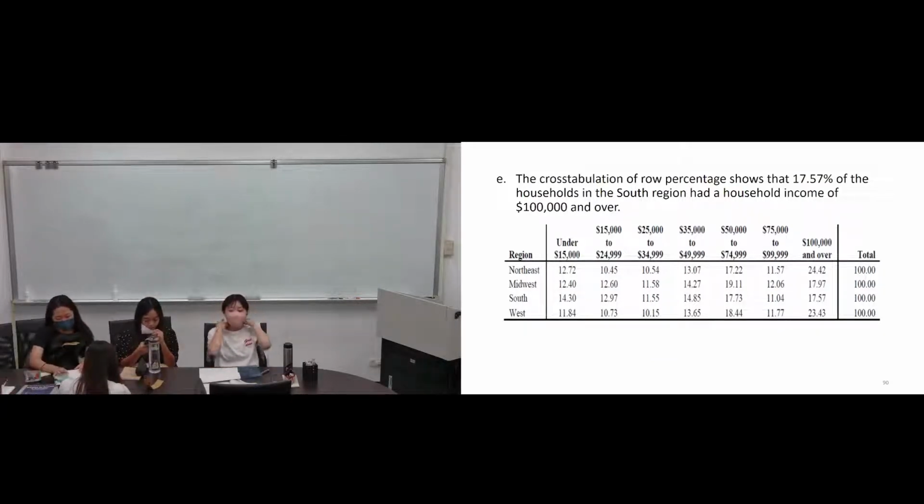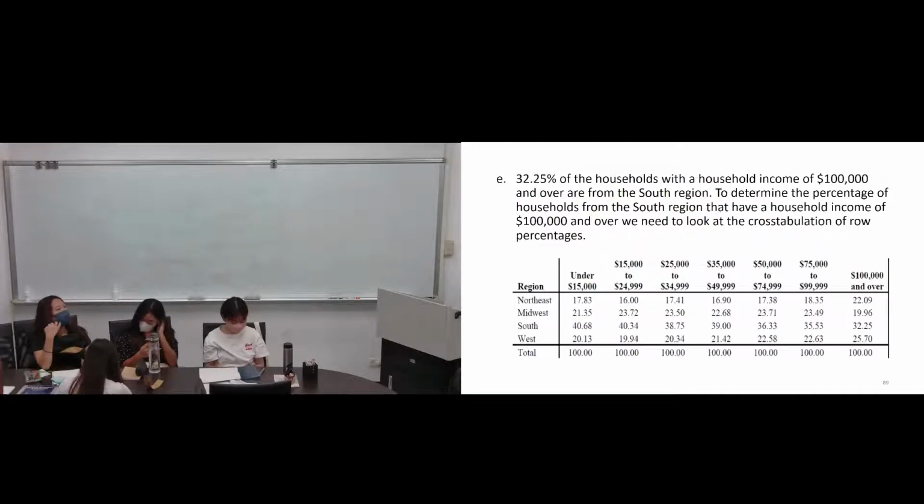From the row percentage, it shows that 17.57% of the households in the South region have a household income of $100,000 and more. And from the column percentage, it shows that 32.25% of the households with a household income above $100,000 are from the South region.